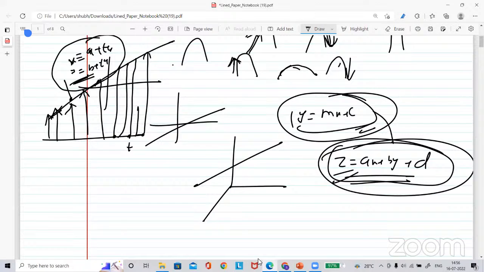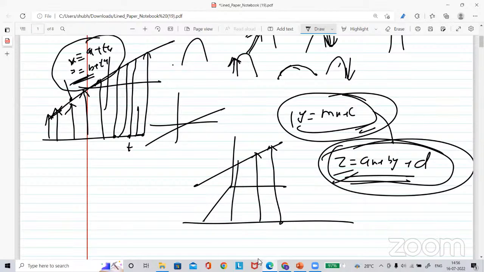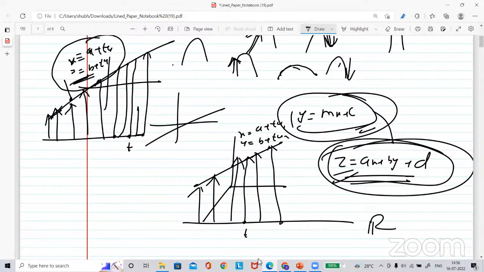Suppose this is a line here, so we are able to make a parameter t, and for each t, suppose here is your t, this is the real line. For that t you will get the x value, which for the line is given as a plus tu1. For the tangent line, y is given as b plus tu2, and z is equal to some value at that point, and some formula is written.